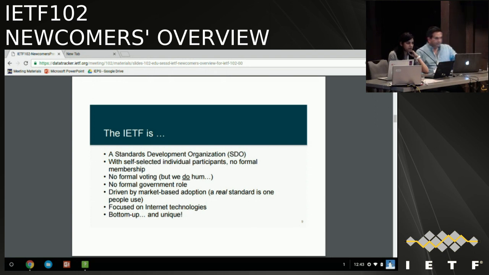Here at IETF, we are more focused on internet technologies. We standardize internet technologies, let's say from layer 3 up to the application layer. And as I said before, it's a very bottoms-up approach. We do not write standards first. We believe in running code. So it's more of a market-driven approach.